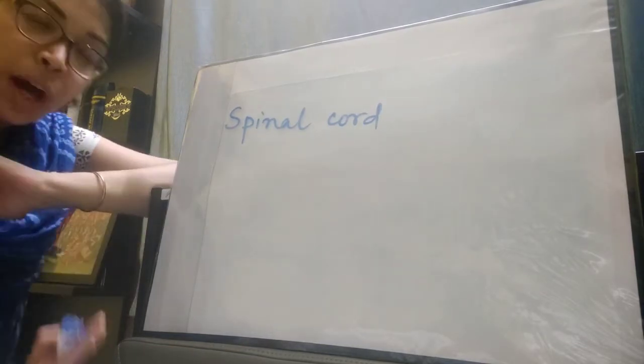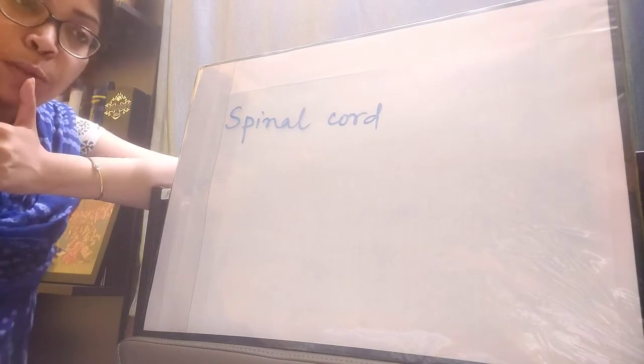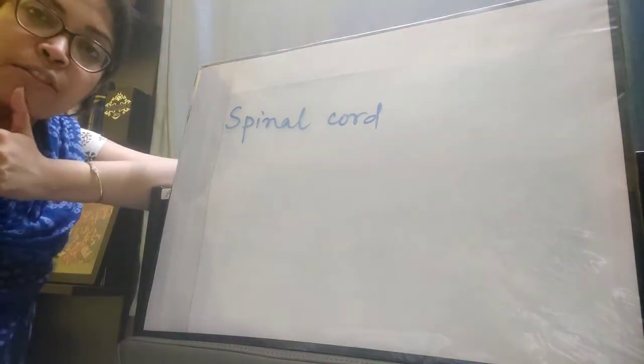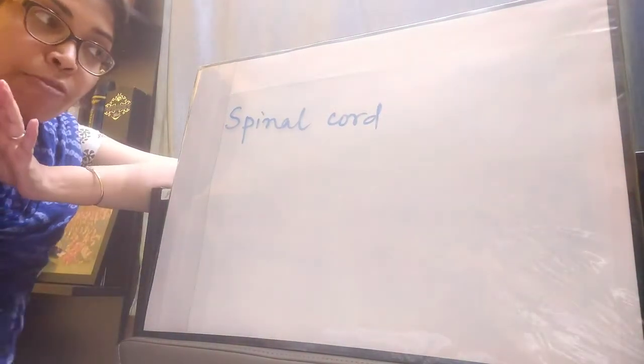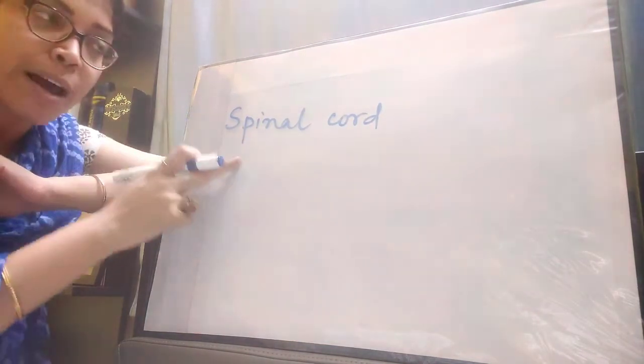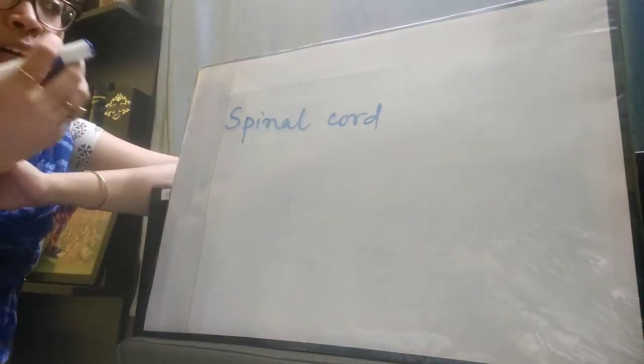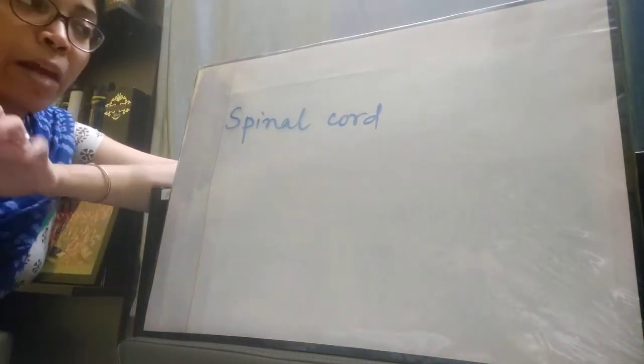So one thing I need to tell you, don't get confused between the spinal cord and the vertebral column. The vertebral column is the outer part within which the spinal cord lies, and the spinal cord is like a continuation of the medulla oblongata.